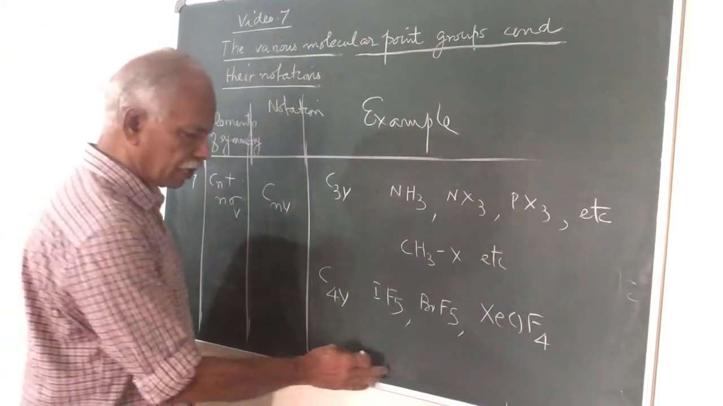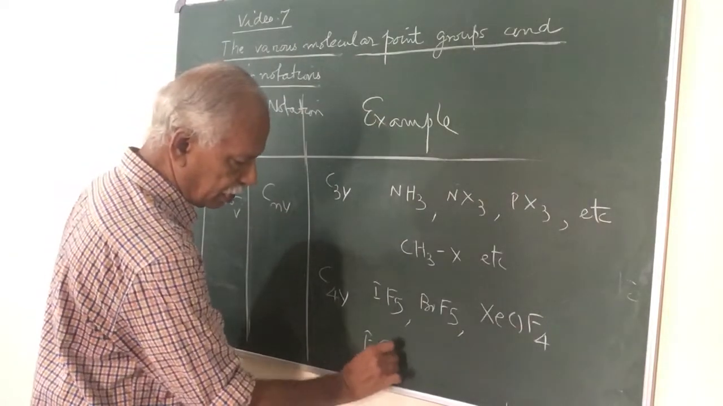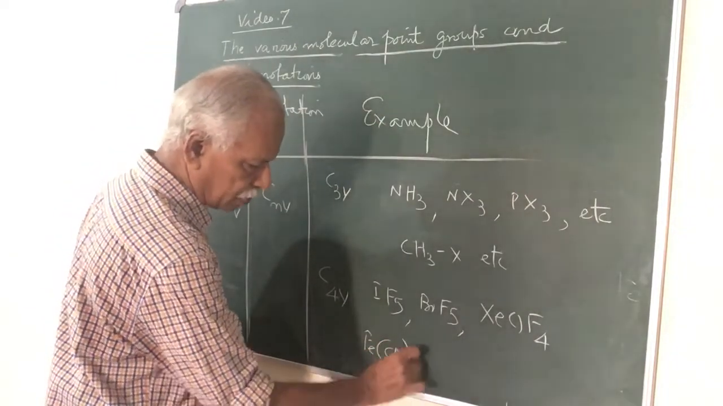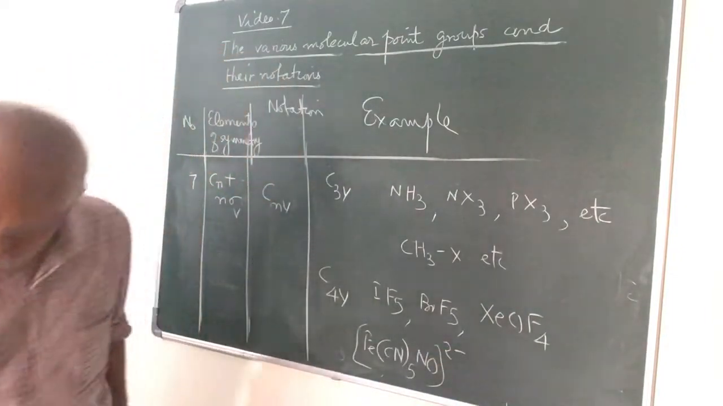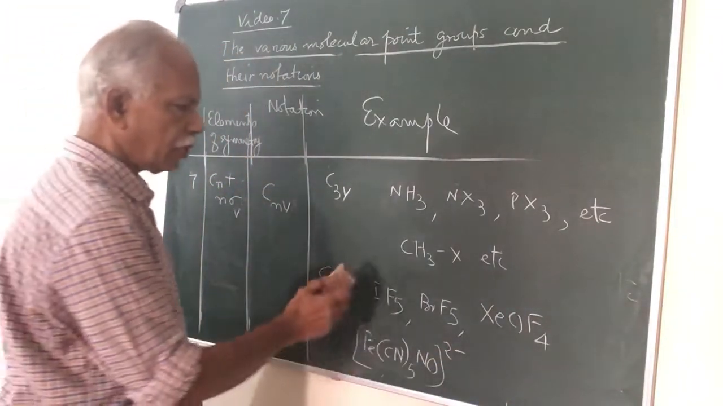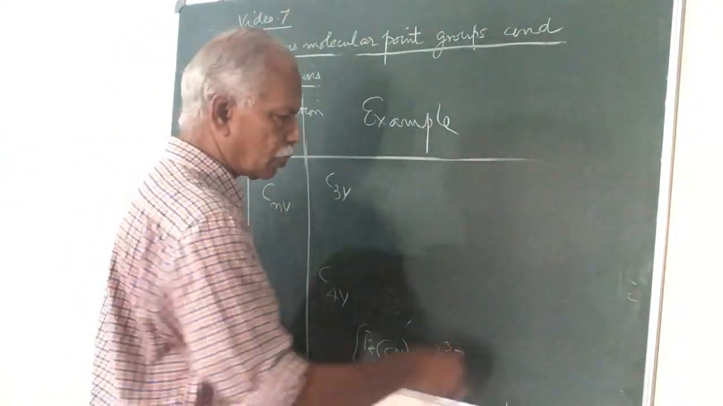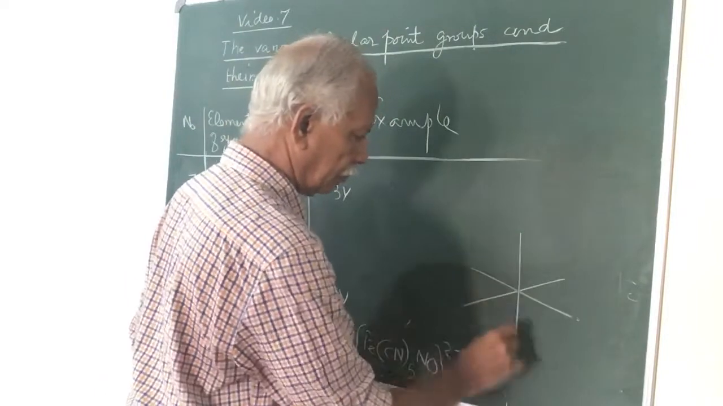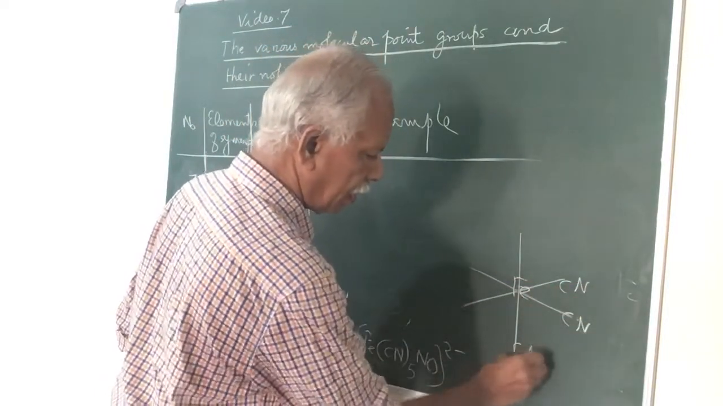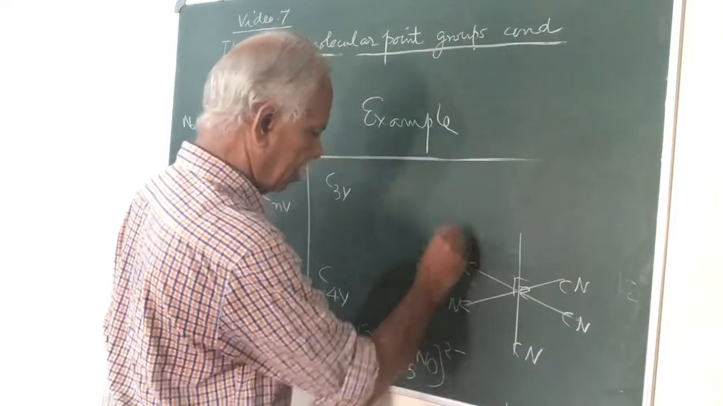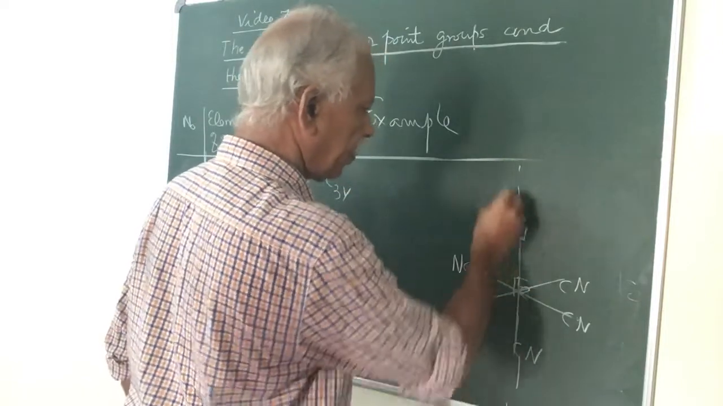The famous complex nitroprusside ion, Fe(CN)5NO 2 minus. The fourfold axis of the complex will be like this. Fe ion here, CN, CN, CN, CN, CN. This is NO. So this is the C4 axis.